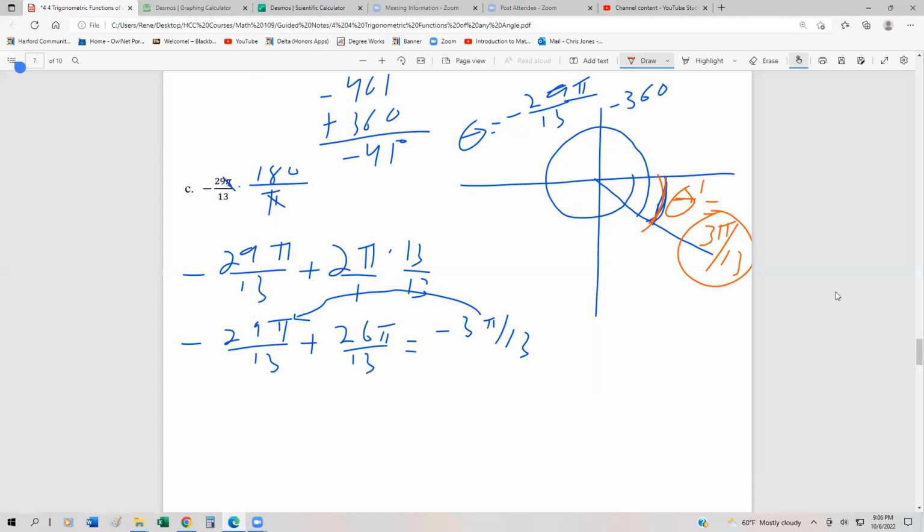Just figure out what quadrant it terminates in, and then from there, figure out what angle is formed with the x-axis. Hopefully that helps out with reference angles. In the next video, we're going to figure out what we can use the reference angles for, and that'll be it for this section.